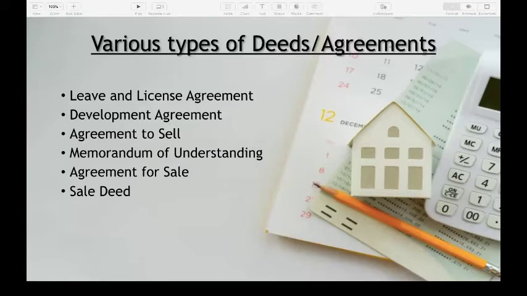A leave and license agreement is a document that basically bestows the licensee with the permission to occupy the licensor's property. When we say that, it means the occupancy granted in a leave and license agreement is on a temporary basis and not a tenancy basis. Such an agreement makes eviction much easier and generally provides the landlord with greater power.